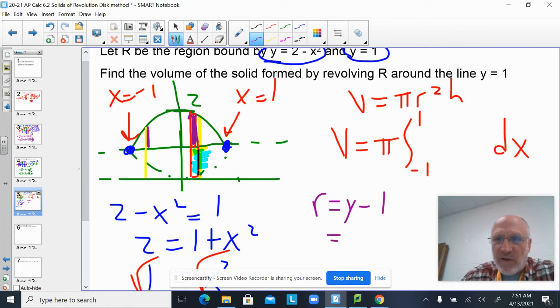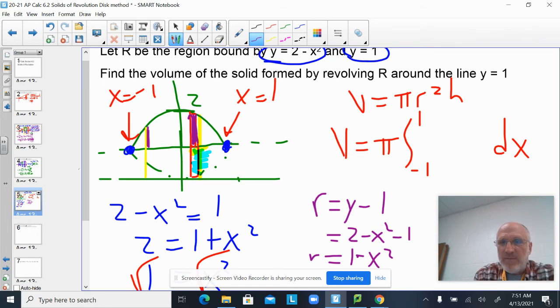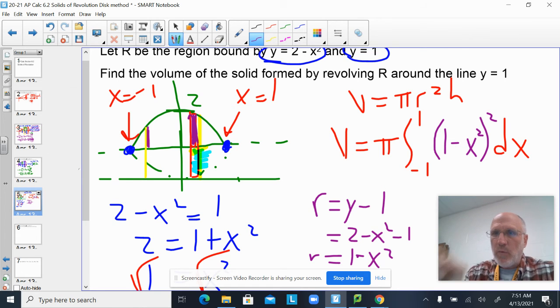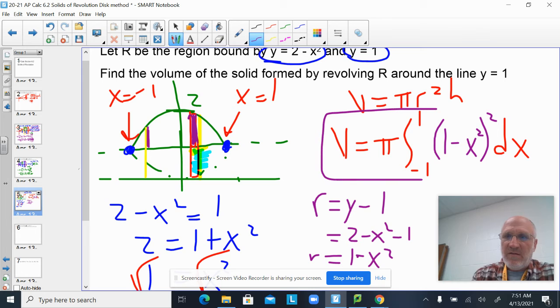But of course, what was my y value? My y value is 2 minus x squared, that's just 2 minus x squared, then minus 1. So here you had to figure out that the radius was the y value of the function minus 1. So I clean that up: 2 minus x squared minus 1 is 1 minus x squared. So there is my radius. If you're not revolving around the x-axis, you have to pay more attention than usual to calculating the radius. Now in my formula, this is r squared, so 1 minus x squared, squared. There is the integral I'll need to take.